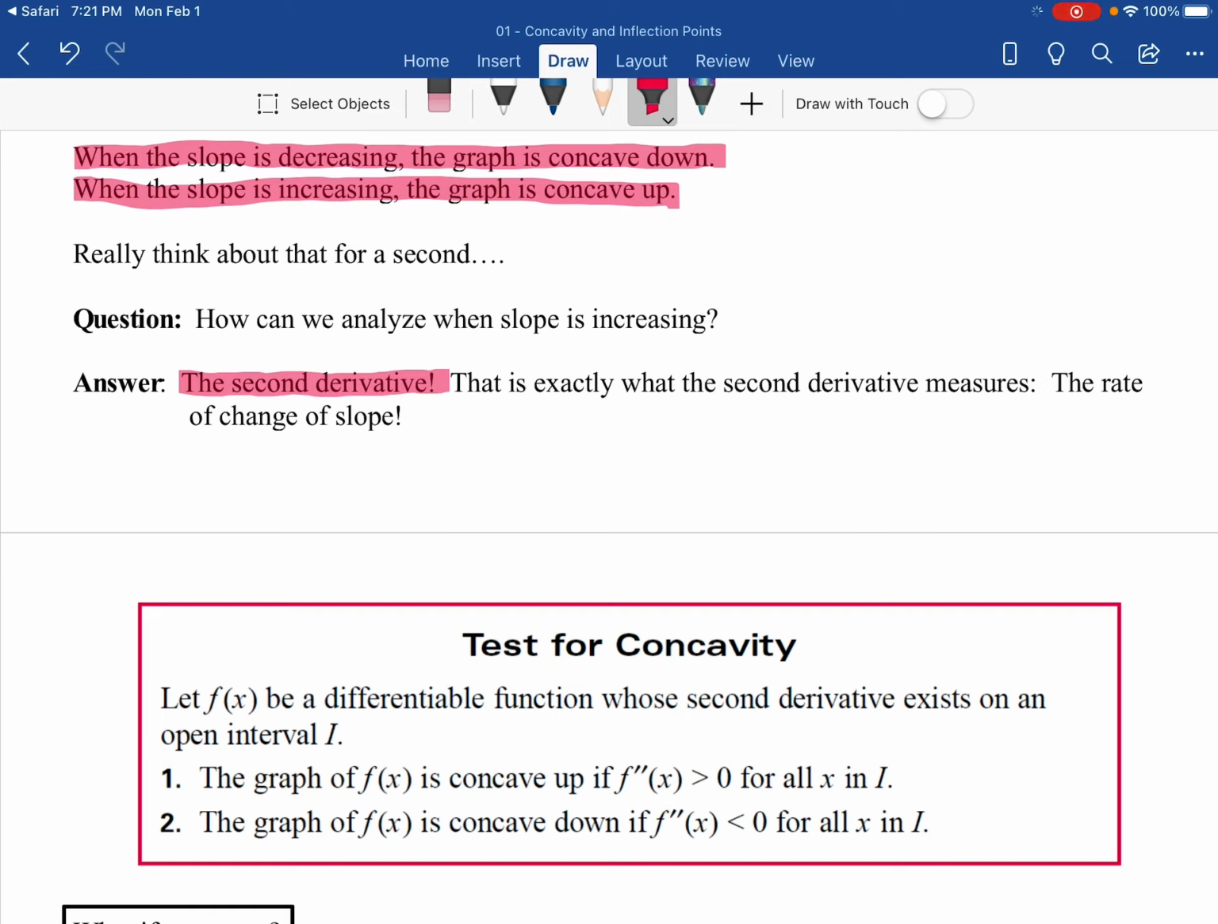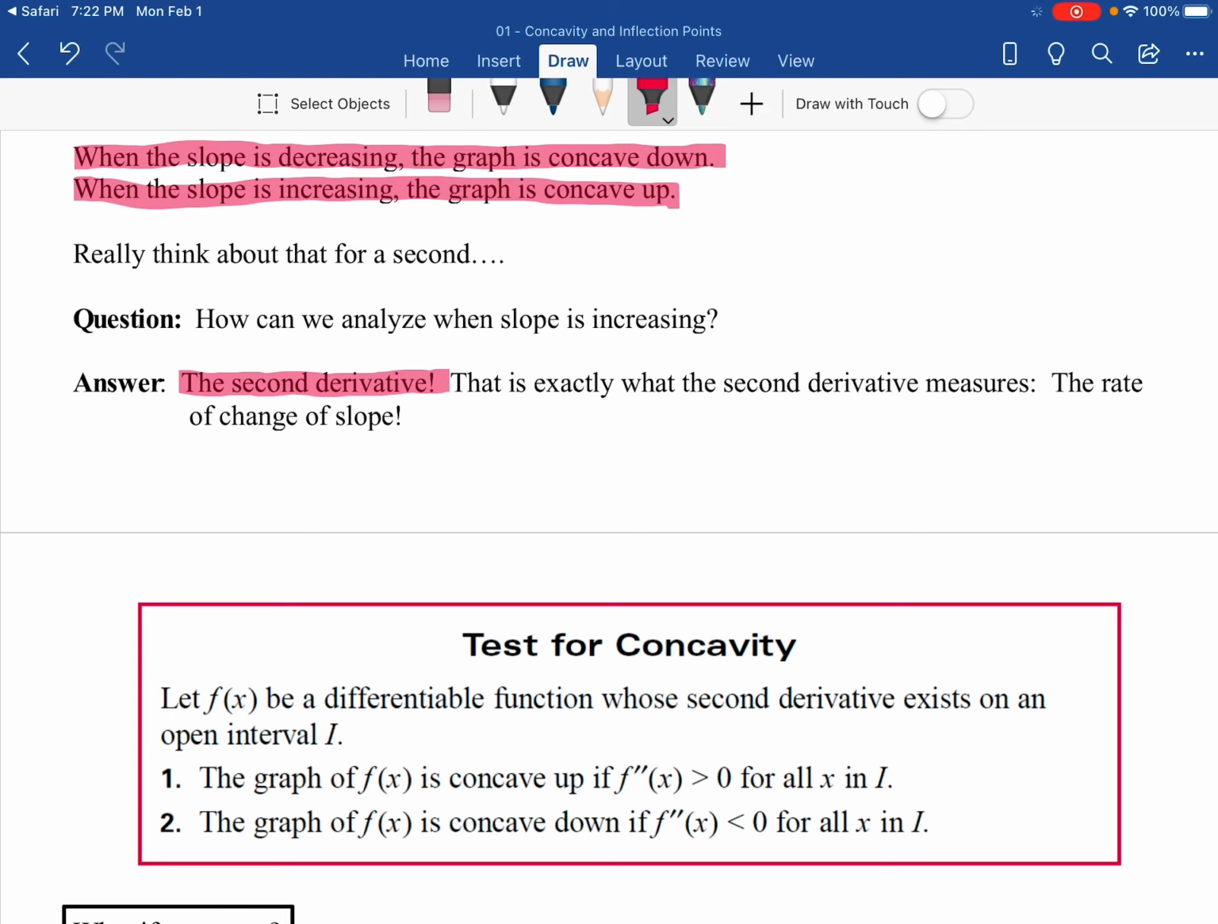So let f of x be differentiable. That means we can take the derivatives, and whose second derivative exists on an open interval, which means the second derivative isn't undefined or something like that. We won't run into too many of those situations, but we've got to put it down there to say, well, we've got to be able to take the derivative here. So the graph of the function is concave up if the double derivative is greater than 0.